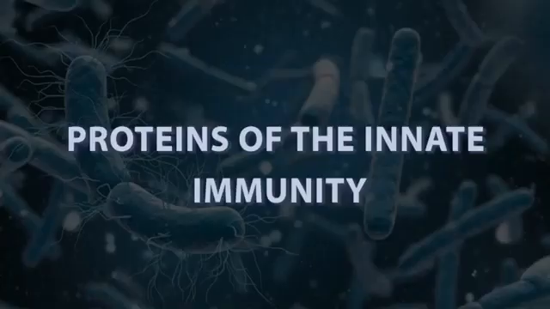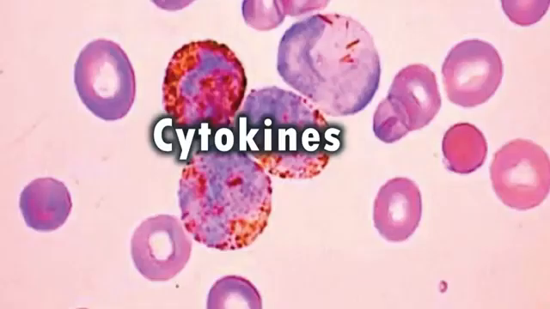C. Proteins of the innate immunity. Along with inflammation, there are proteins which play an essential role in the innate immunity. These include cytokines, complement system and collectins. 1. Cytokines. Cytokines play an important role in both innate and adaptive immunity.